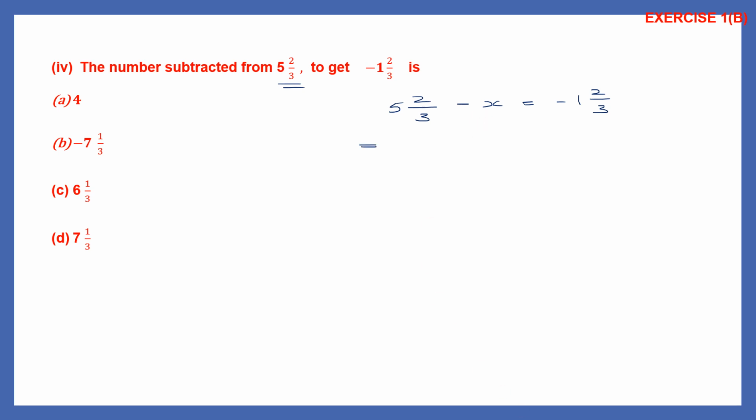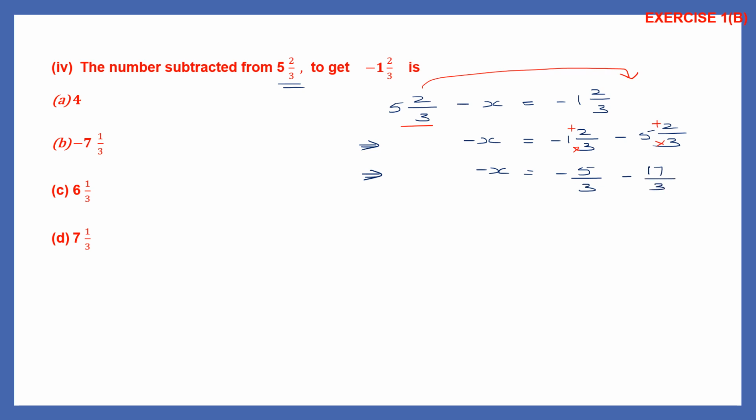So this is an equation. So let's write minus x here as it is. And here we have minus 1, 2 by 3. Now we're going to transpose this to the other side. So it becomes minus 5, 2 by 3. Let's continue. Minus x is equal to, now convert this. 3 ones are 3 plus 2, 4, 5. So that becomes minus 5 by 3 minus the other side. 3 5s are 15 plus 2 is 17 minus 17 by 3.